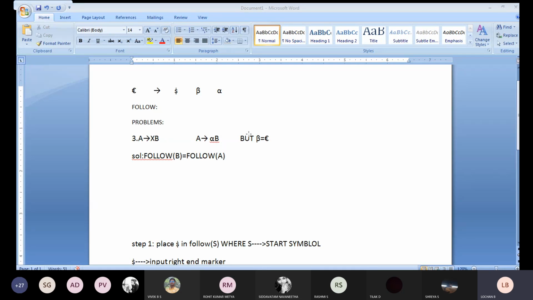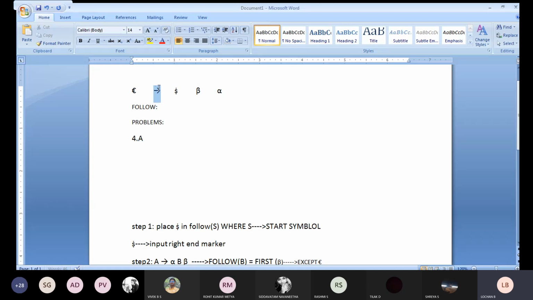Shall I move to the next problem? Completed. Shall I move to the next problem? Rohan, Vivek, Sai Pratima, other students. Understood, sir. Okay, we will move to the next problem. Fourth one.